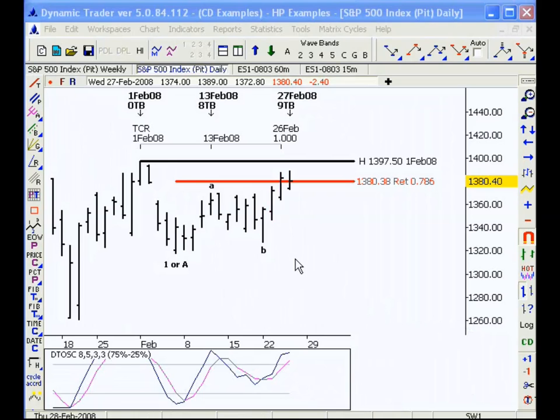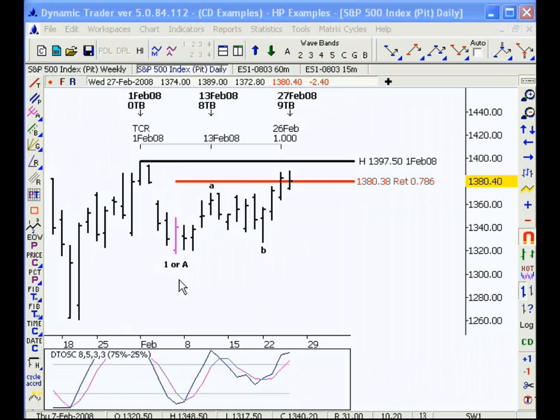The pattern is, notice I've labeled that first decline off the February 1st high as a 1 or an A. So it could be the first section of a trend sort of pattern, a bear pattern, or it could be an A section of a possible ABC coming down. And we don't know which it is, and it really doesn't make any difference at this point.